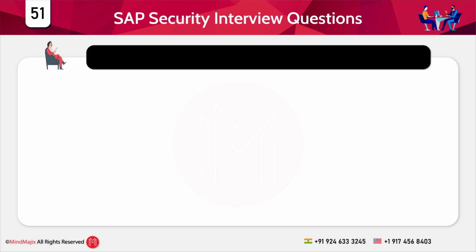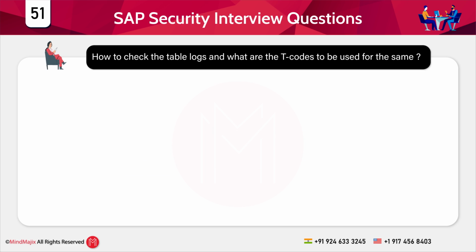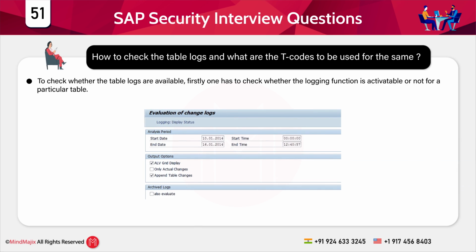The next question is how to check the table logs and what are the T codes to be used for the same. To check whether the table logs are available, firstly, one has to check whether the logging function is activatable or not for a particular table. So this can be done by using the T code SE13. If the table is enabled for logging, then the table logs can be seen using the T code SCU3.